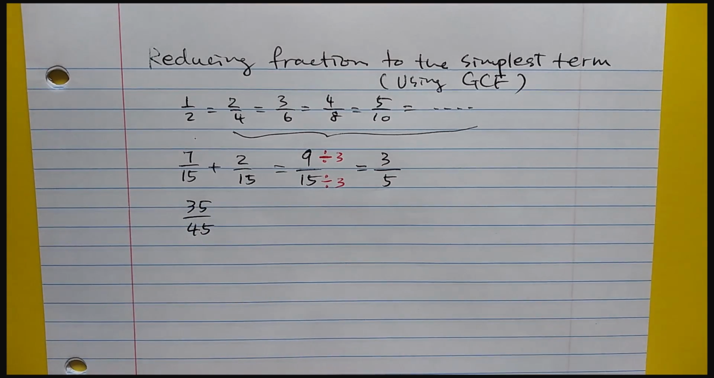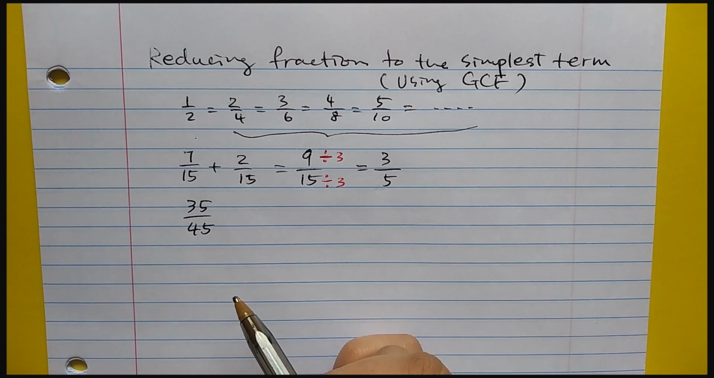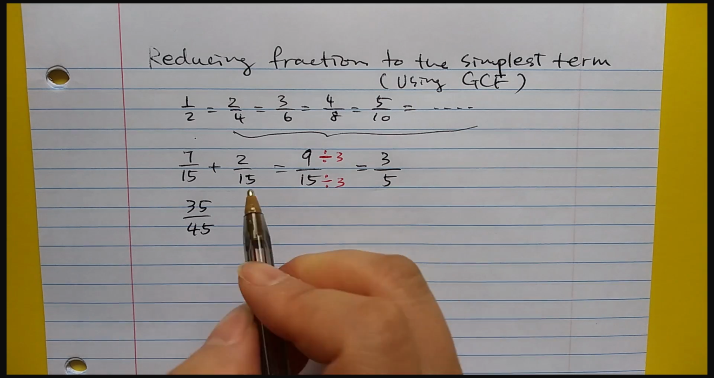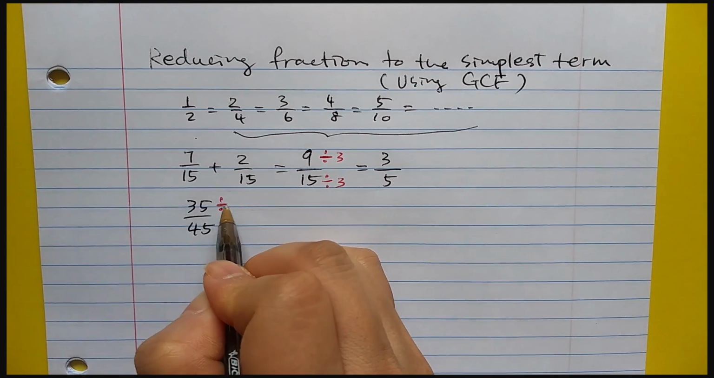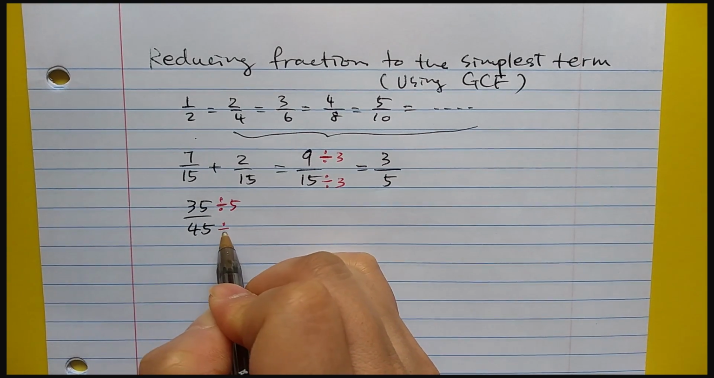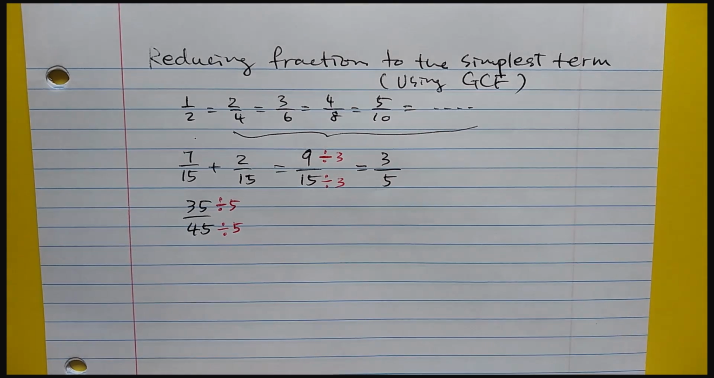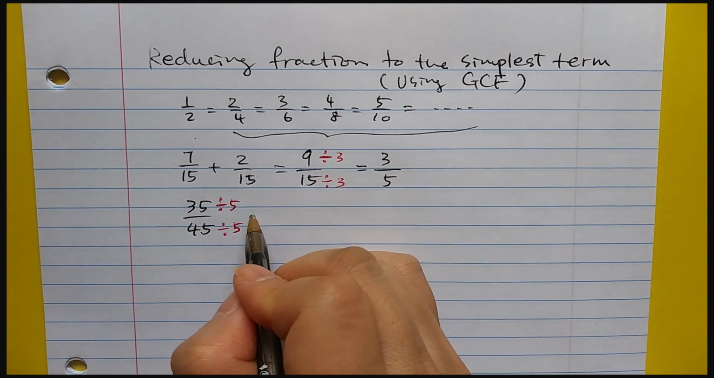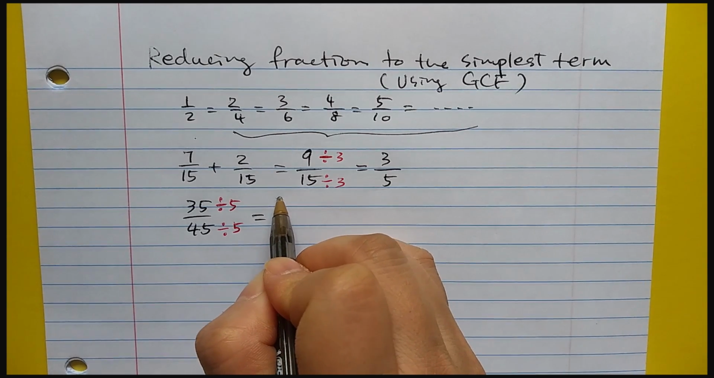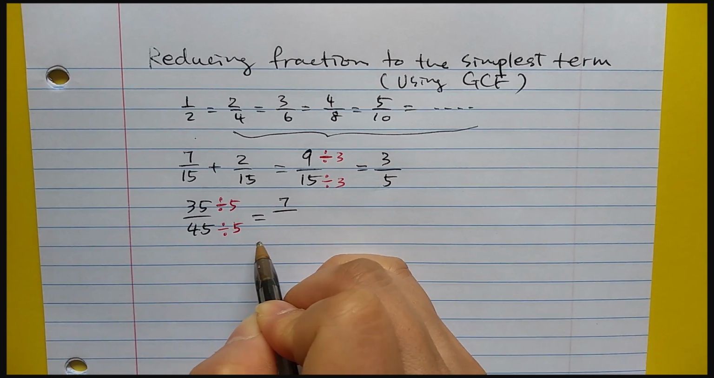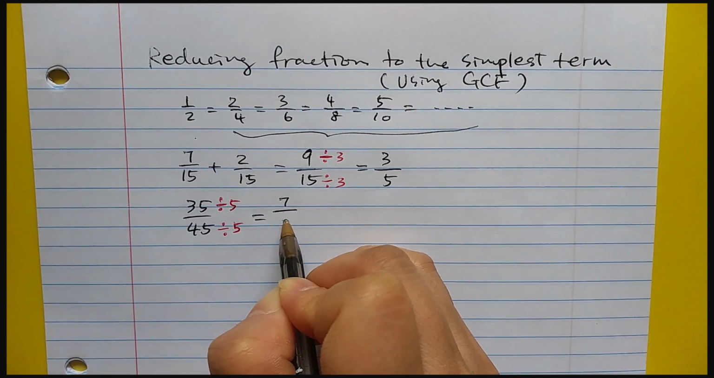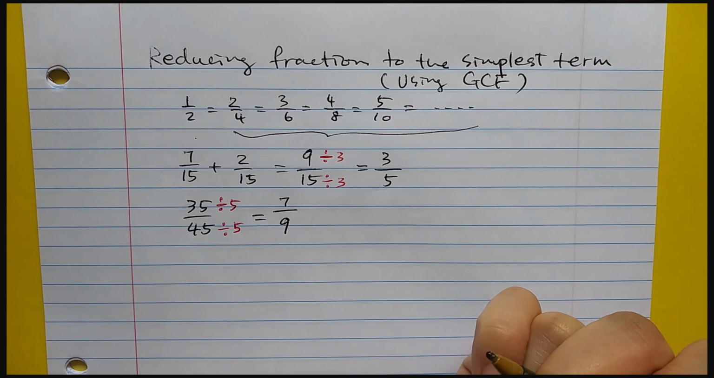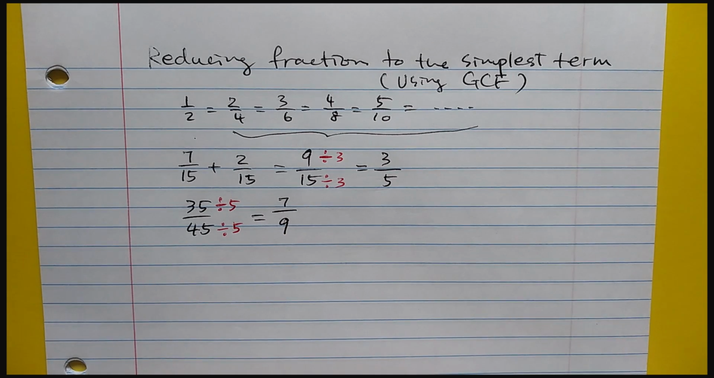35/45. Can you reduce that fraction? Yes, you divide both the top and the bottom numbers by 5. Then you get 7 here, and 45 divided by 5 is 9. Let's try one more.